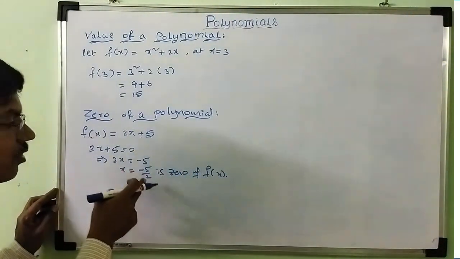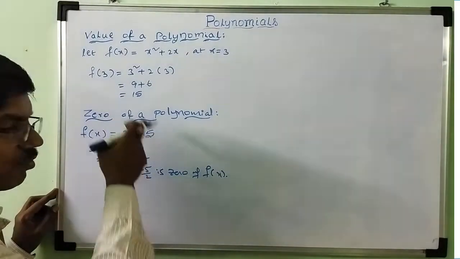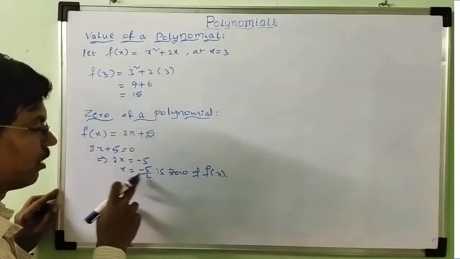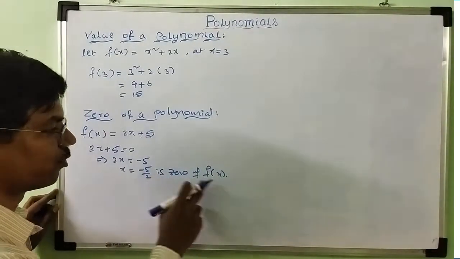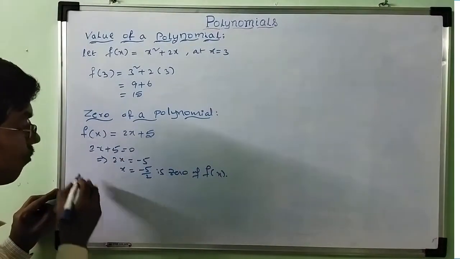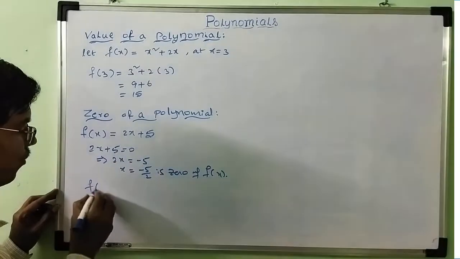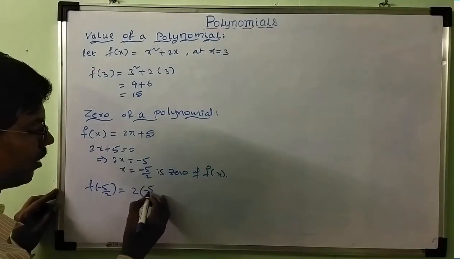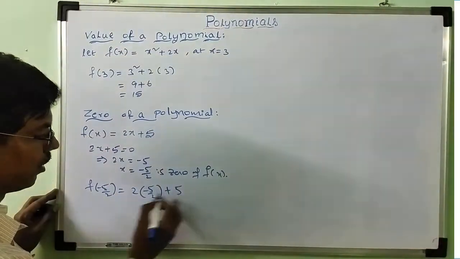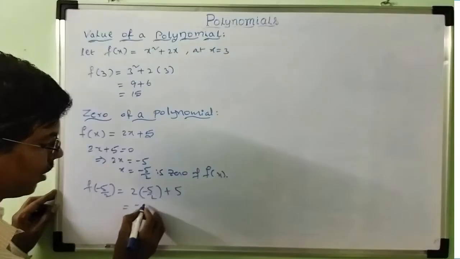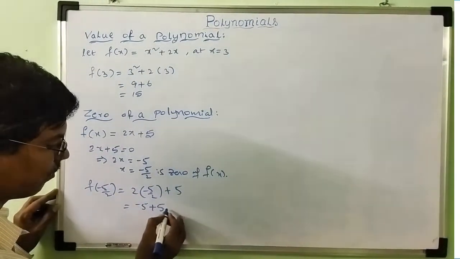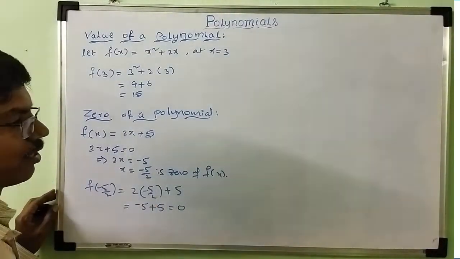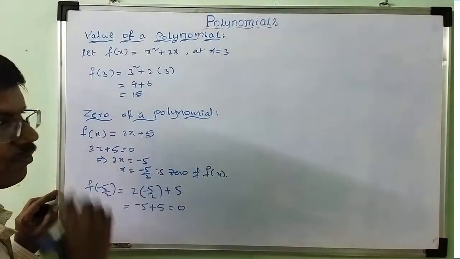See, if you substitute minus 5 by 2 in the place of x, we must get the value of this polynomial as 0 only. That's why we are calling x equal to minus 5 by 2 the zero of f of x. Now I am checking. This is verification only. F of minus 5 by 2 equals 2 into minus 5 by 2 plus 5. Here we can cancel 2 and 2, we get minus 5. Minus 5 plus 5 is equal to 0. That's why we are calling minus 5 by 2 the zero of this polynomial f of x.